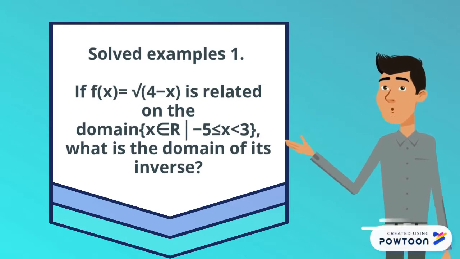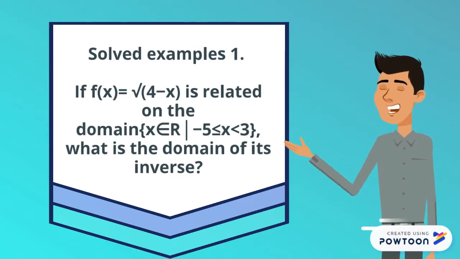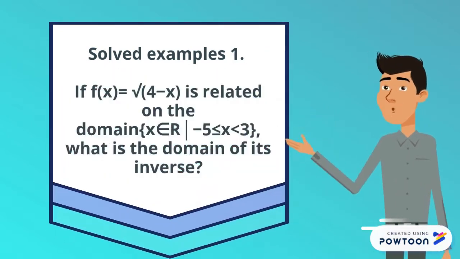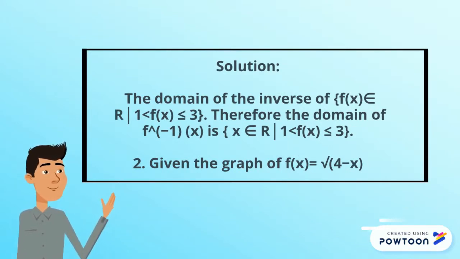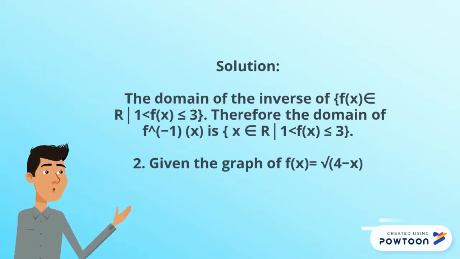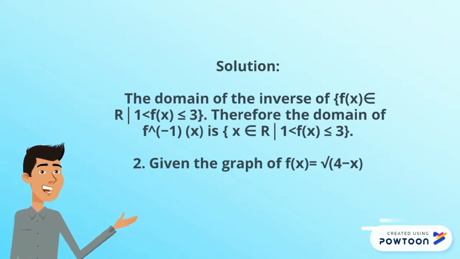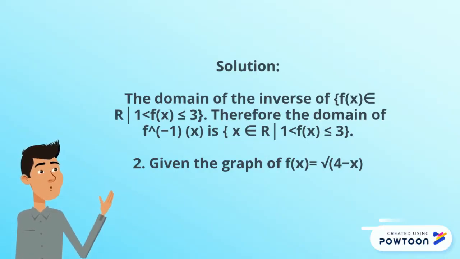Solved examples. Number 1. If f of x is equal to the square root of 4 minus x is defined on the domain x is an element of R such that x is greater than or equal to 3 but less than or equal to negative 5, what is the domain of its inverse? Solution. The domain of the inverse of f is the range of f, which is f of x an element of R such that f of x is greater than or equal to 3 but less than 1. Therefore, the domain of the inverse is x an element of R such that f of x is greater than or equal to 3 but less than 1.